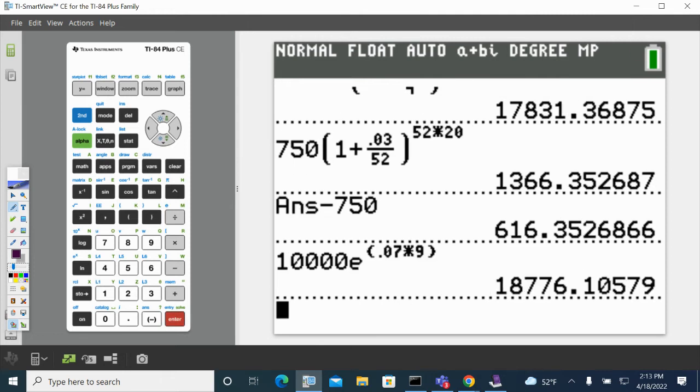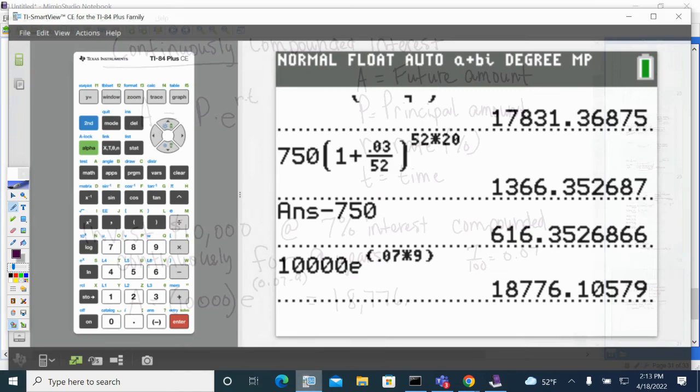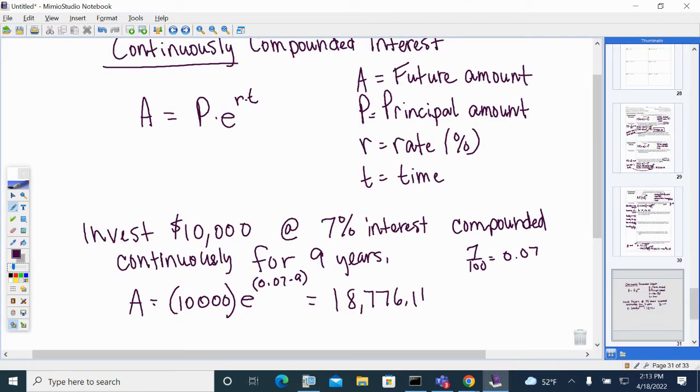And that lets me know that my $10,000 is now worth $18,776 and 11 cents. So that's how much money that $10,000 would be worth in 9 years in that situation.